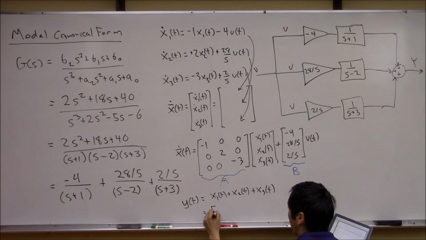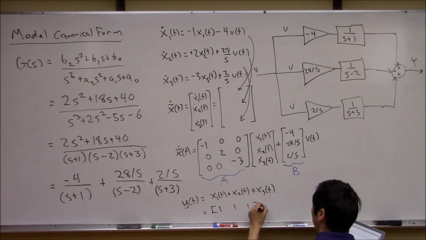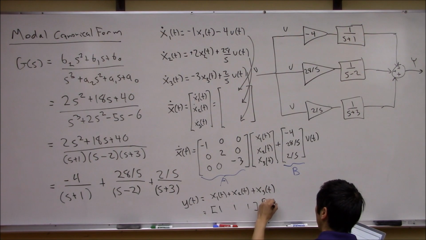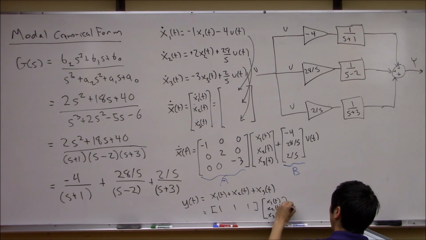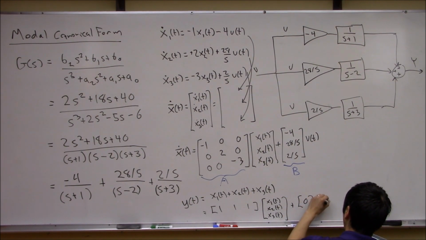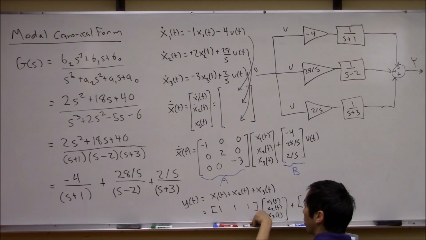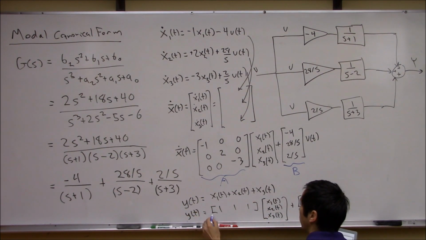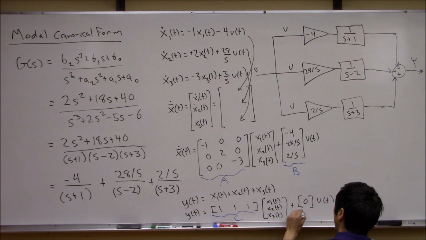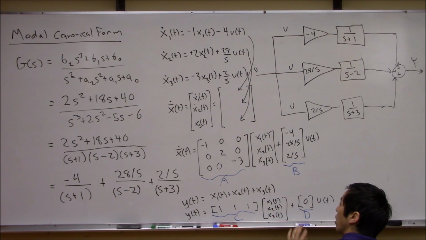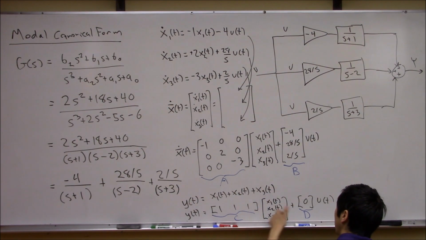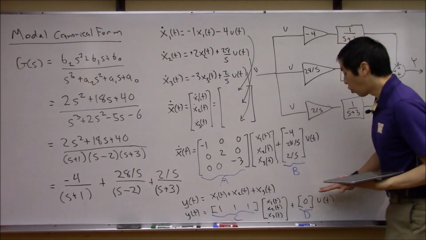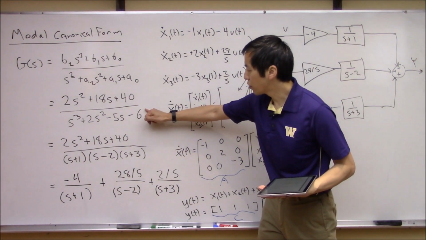So this is the same thing as writing 1, 1, 1 times x1, x2, x3, plus 0 times u, right? So we got y is equal to some matrix, call this your C matrix, x plus some matrix, let's call this D, u. Now, here's the A, B, C, and D matrix that corresponds to this transfer function, right?